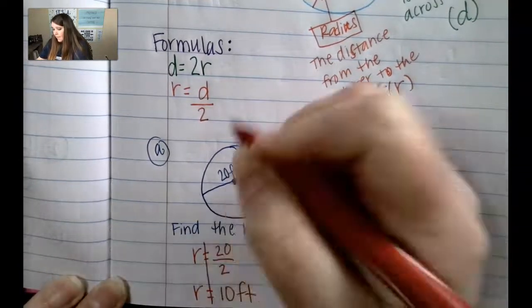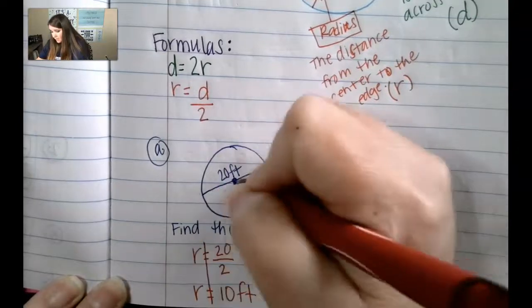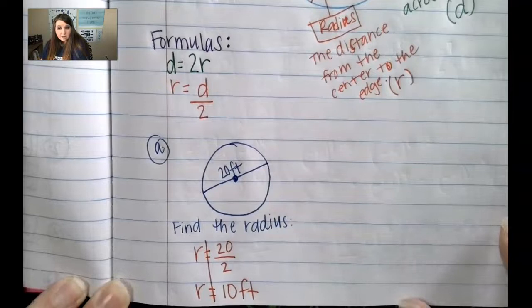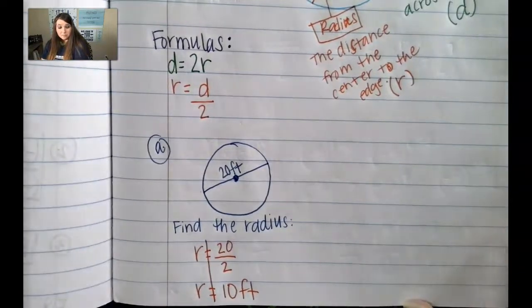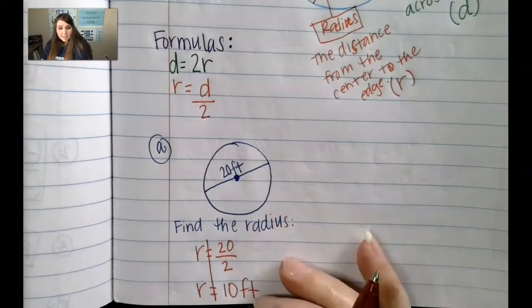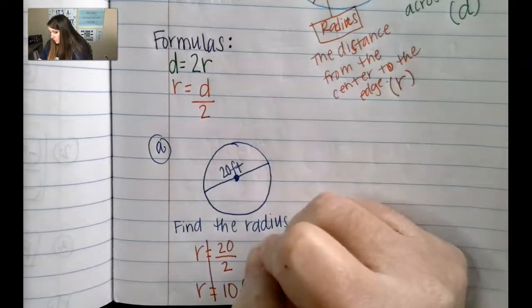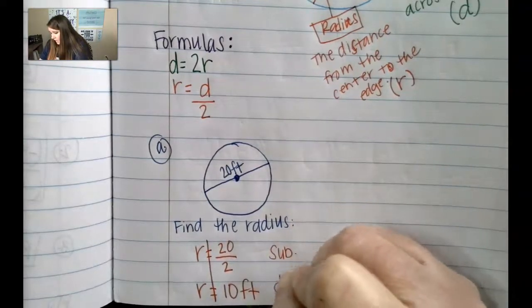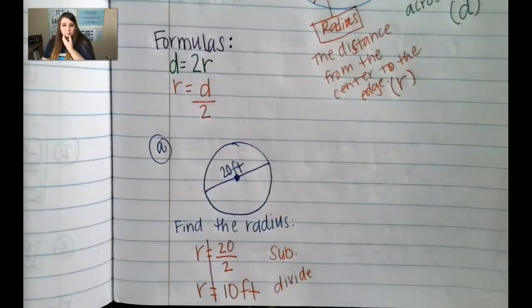Because when we cut this in half from here to here, we will have a radius of 10 feet. So our radius is half of 20, which is 10. So you're just dividing. Substitute and divide. So substitute and then divide. And that is how you get your answer.